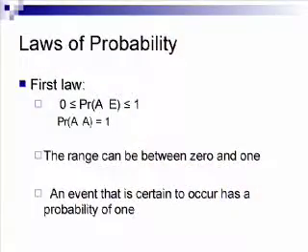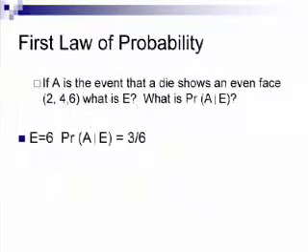There are some laws of probability that we must know, and as discussed above, the first law is the probability that an event lies between 0 and 1. We can illustrate this with reference to throwing a die. For the event A, the die will show an even face, 2, 4, or 6. What is the probability of A given E? E equals 6, therefore the probability of A given E equals 3 divided by 6, or 0.5.